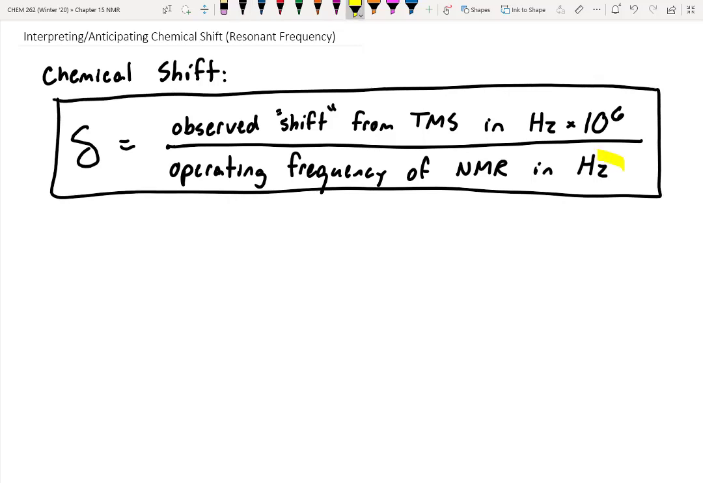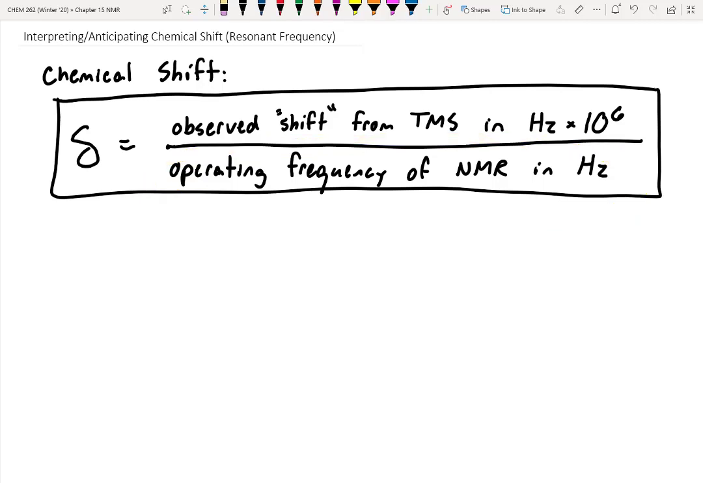So on the denominator side, we've got this operating frequency of your NMR in hertz. This is instrument dependent, meaning some NMRs run at 60 megahertz, some run at 300 megahertz, some run at 400 megahertz, some run at 1,000 megahertz. It really just depends on the strength of your NMR. The one that we'll be using up in lab is a 60 megahertz NMR, so just a little bitty baby one. But if you go on to a larger university, they'll likely have 300, 400, 500, or even larger NMRs. But that's basically what we're plugging into the bottom.